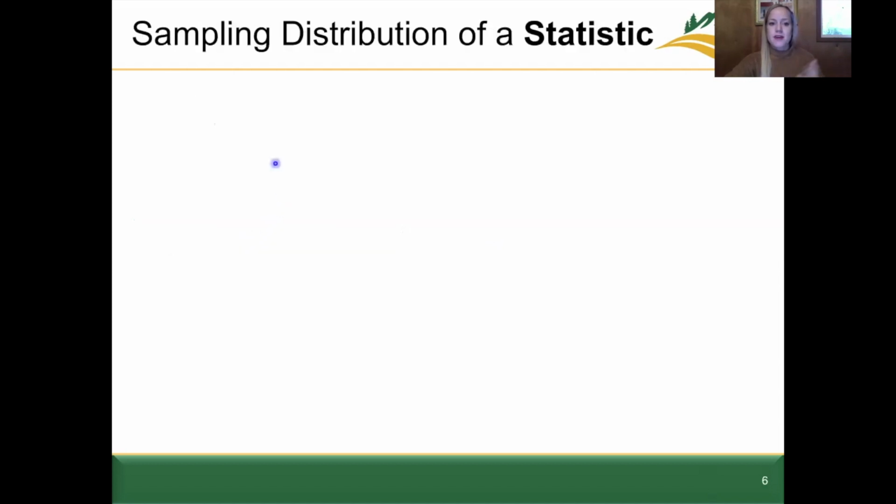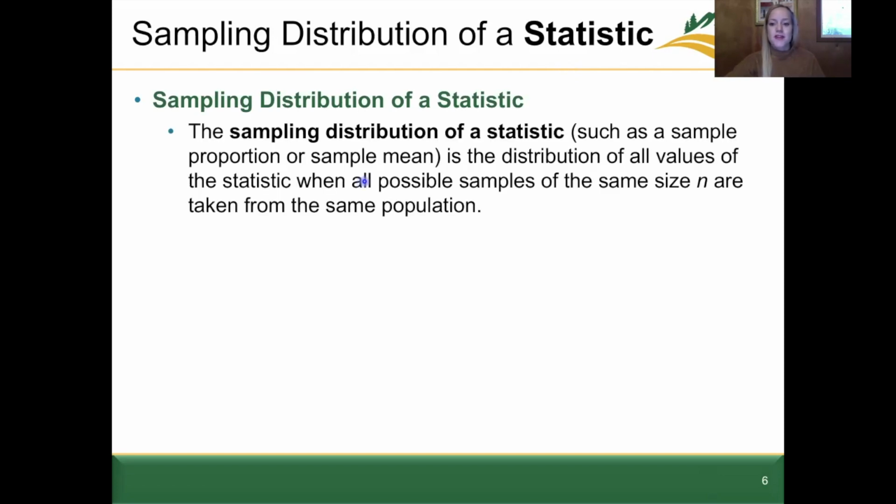Okay, next we're going to talk about sampling distributions of a statistic. Remember, statistics describe a sample, parameters describe a population. So right now, sampling distribution of a statistic, that touches on data from a sample, not a population. So to define this, a sampling distribution of a statistic, it's the distribution of all values of the statistic when all possible samples of the same size n are taken from the same population. Importantly here, this is when all possible samples of the same size n are taken from the same population.